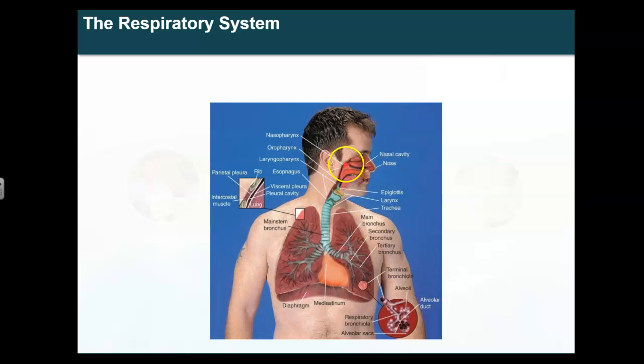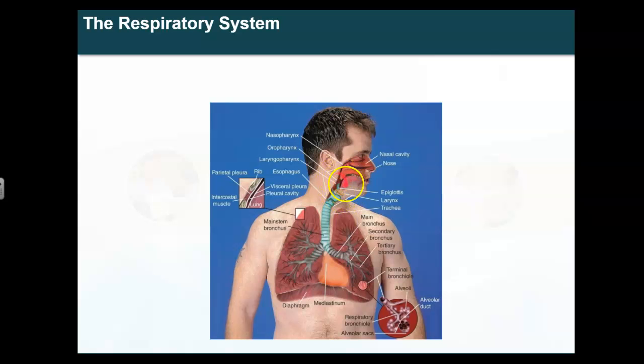You inhale through your nose. It comes in through the nasal cavity into the nasopharynx. Then it goes into the oropharynx and then the laryngopharynx, which are all part of your throat. And then you have your esophagus, and then you have your trachea. The trachea is where the oxygen goes down and the carbon dioxide comes up.